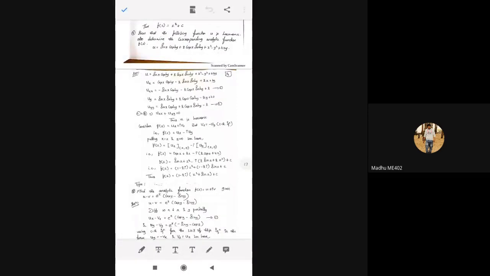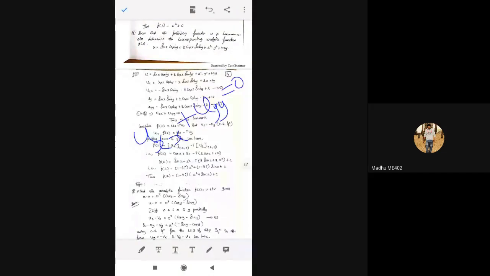So this is a little bit different from the previous problem. Why is it different? In the previous problem we did not find anything like harmonic. See the question here: show that the following function u is harmonic. u is harmonic when uxx plus uyy is equal to 0. What does uxx mean? It is ∂²u/∂x² plus ∂²u/∂y² equal to 0. And also determine the corresponding analytic function. That we know, we'll do that one.